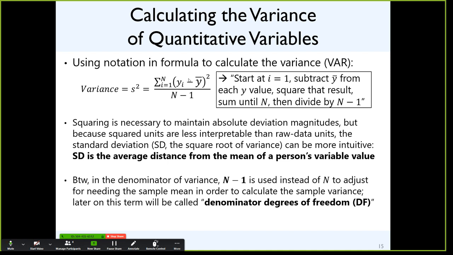But this idea here, how far off on average, that's standard deviation. So I know that if my mean is, let's say, 10, and the standard deviation is 2, then on average, each person relative to the mean is off by 2, either minus or positive.